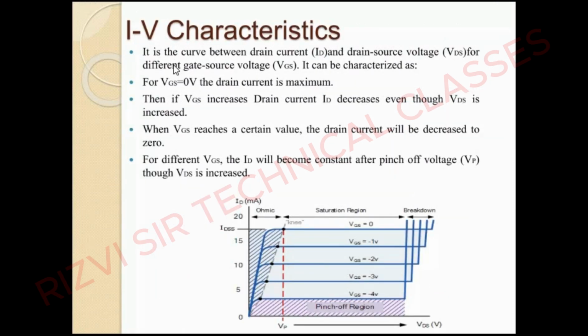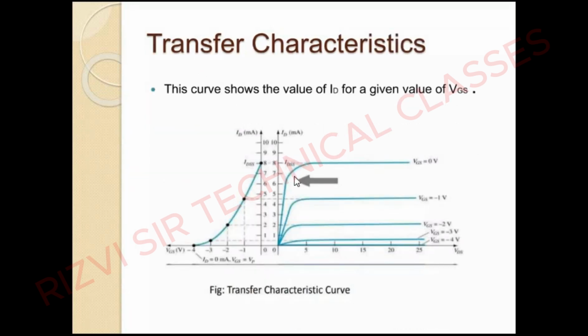And the characteristic between I and V is the curve between the drain current ID and the drain source voltage VDS, for different gate source voltages, that is VGS, characterized as the relation between ID and VDS. When current is increasing, see what is the effect on the voltage. This is the pinch off region, and this is the breakdown region. This is the saturation region. And this curve shows the value of ID for a given value of VGS. This is the transfer characteristic between ID and VGS.